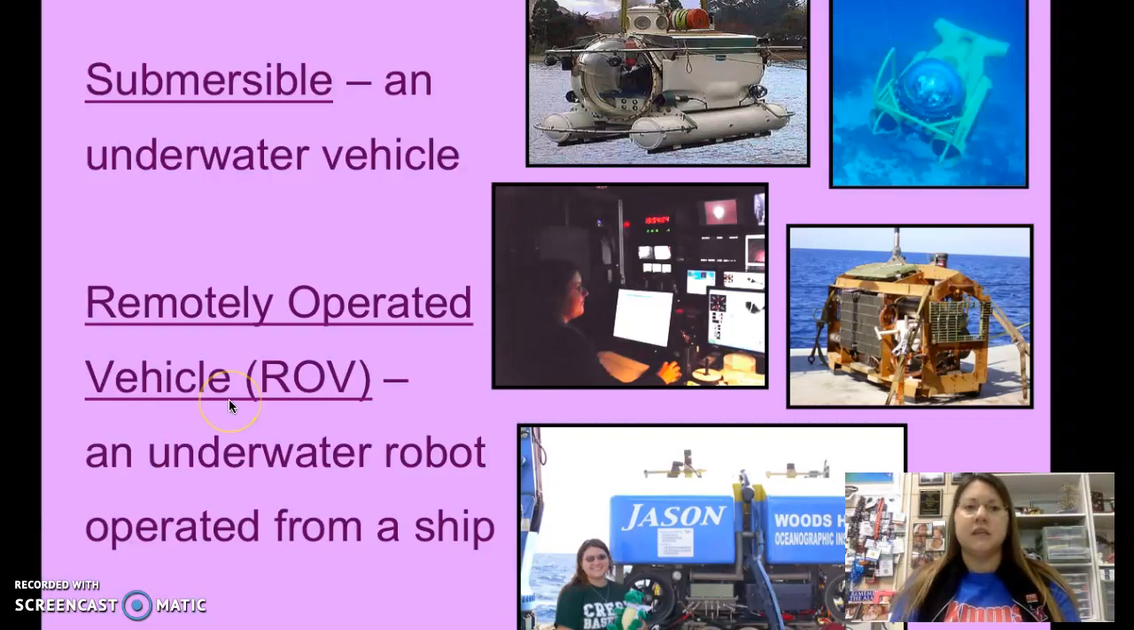A couple of ways that scientists explore the ocean are using underwater vehicles. Submersibles, your stem sub means under. Submersibles are underwater vehicles, and basically you can ride inside of a submersible. This picture is a submersible, and this big dome shape here allows scientists to have a good view underwater.